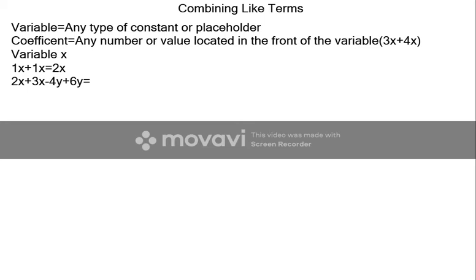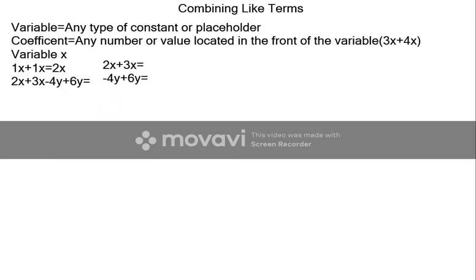Okay, so let's break this down. So we have 2x plus 3x, and then we have negative 4y, remember, because the coefficient is actually negative, the 4, plus 6y. So you just break them down into two different equations. Let's put an equal sign on both of these. And let's actually move this over here so you guys can see exactly what I'm doing.